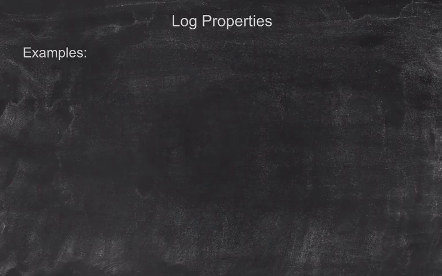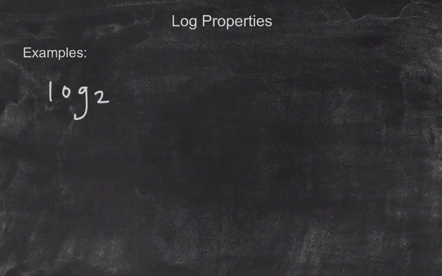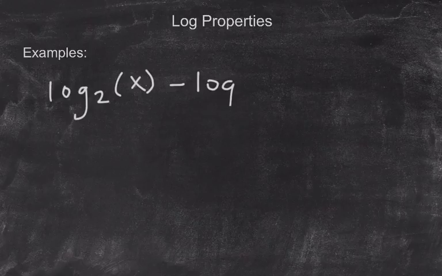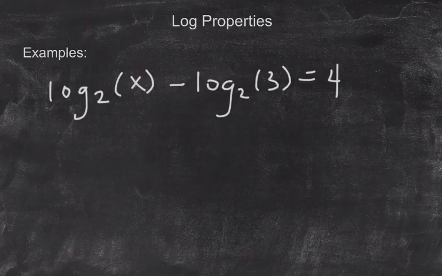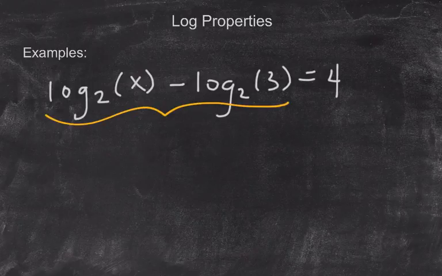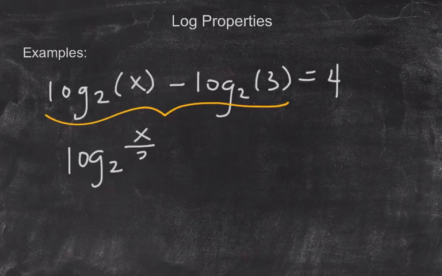So the first example is log base 2 of x minus log base 2 of 3 equals 4. I see that I have two log expressions with the same base being subtracted, so I'm going to use the quotient property to combine the left side of my equation into a single term. Log base 2 of x divided by 3 equals 4.